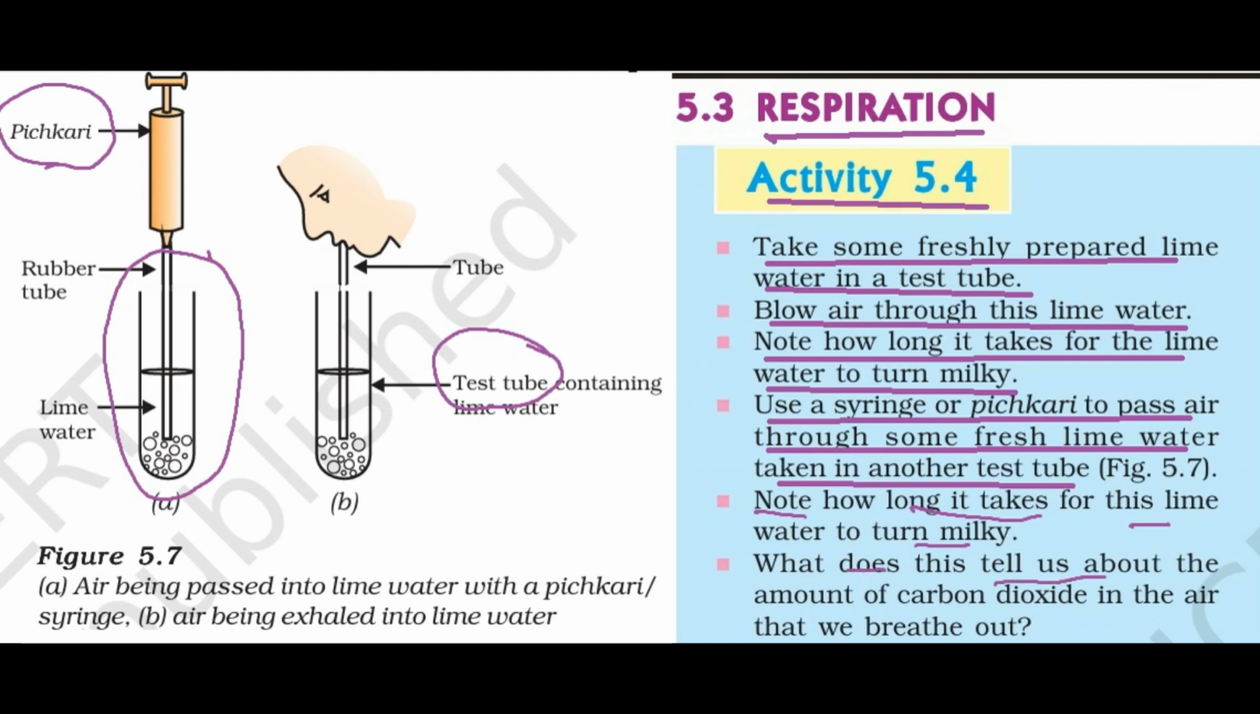Now what does this tell us about the amount of carbon dioxide in the air that we breathe out? So what is happening is, in the air that we breathe out, the carbon dioxide concentration is high. The amount of carbon dioxide will be higher than the carbon dioxide present in the atmospheric air. So the lime water in test tube B will turn milky faster than the other test tube. So B is the answer, which can turn milky fast.